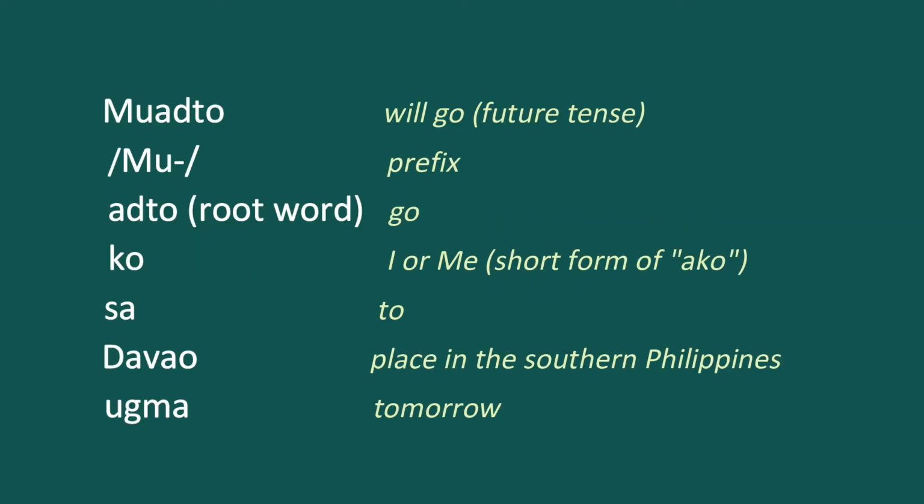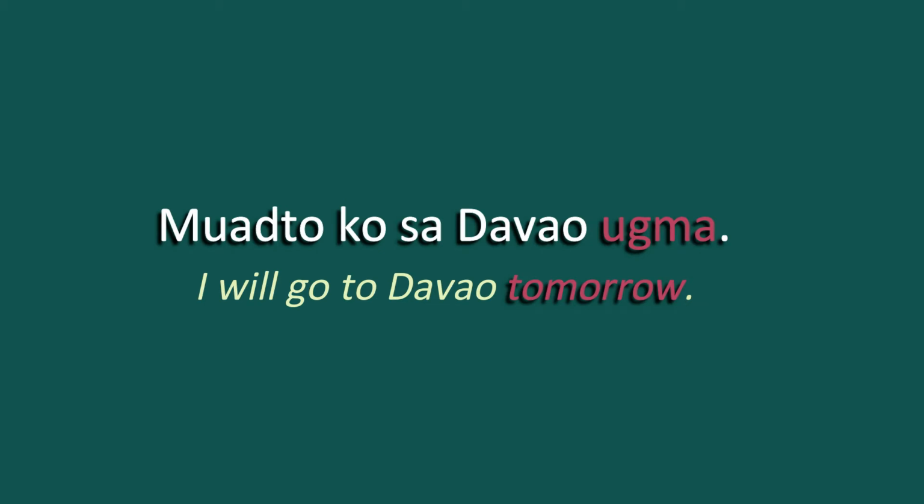So breaking down that sentence, we have moadto. Will go. This is in the future tense and the prefix is mu. Adto is the root word which means go. Ko is I or me in English, and it's a short form for the word ako. The word sa in this example means to. Davao is a place in the southern Philippines. And the word ugma obviously means tomorrow. Moadto ko sa Davao ugma. I will go to Davao tomorrow.